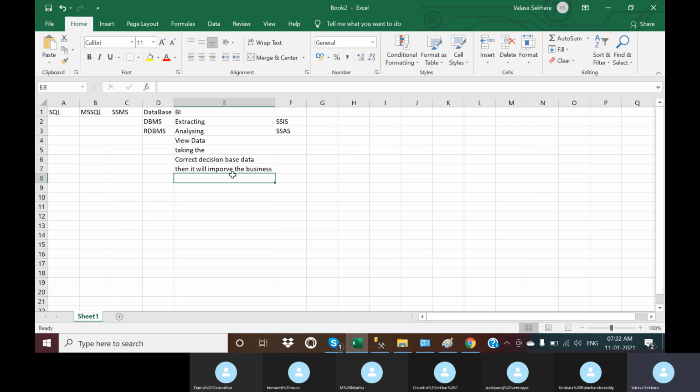Same thing for a company also, like Brand Factory. To improve his business, Brand Factory will take a correct decision. We will provide the data, then we will generate the reports, and we will give the report to the Brand Factory client, the Brand Factory board of directors. Then he will take the correct decision, then he will improve his business based on that reporting view. Same way the companies also will do that. So now viewing the data will come into the picture in case of SSRS. Okay, SSRS. So now BI is a collection of SSIS, SSAS, SSRS.